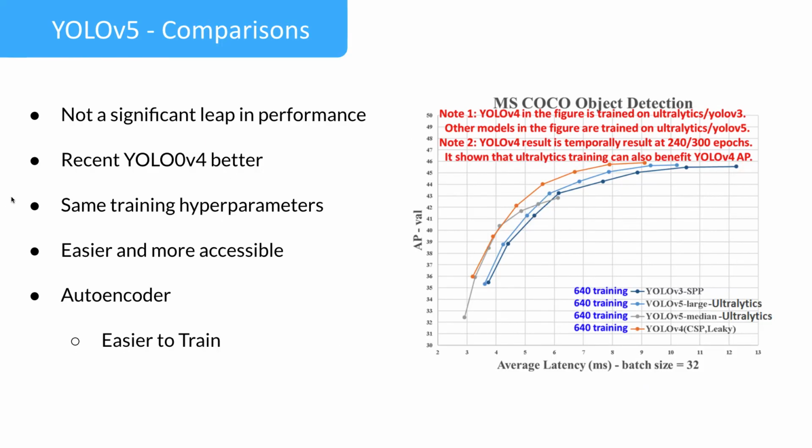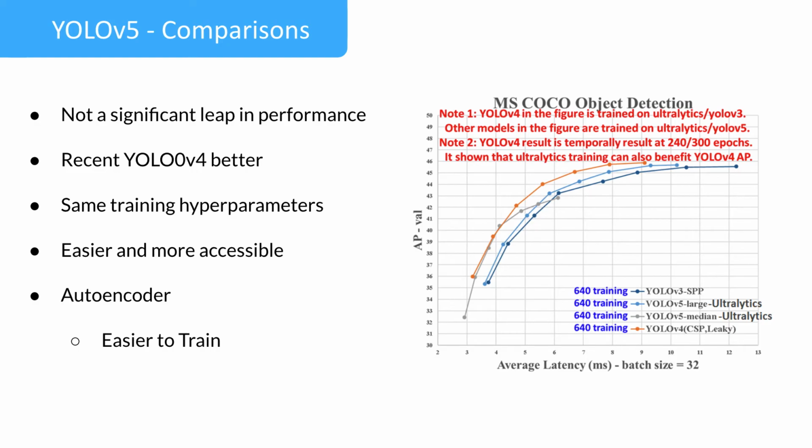Now let's take a look at the comparisons of V5 and other models, and you'll notice that this model is actually not a significant jump from even V3, and it's worse than the recent versions of YOLO V4, as you can see in the graph. This wasn't really the goal of V5. The goal of the company and the model wasn't necessarily to have a massive jump in accuracy and speed, although that would be a great perk.